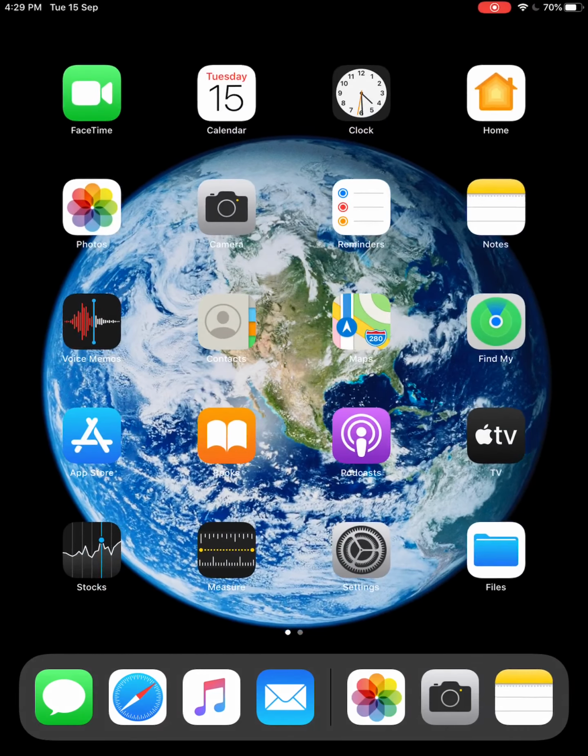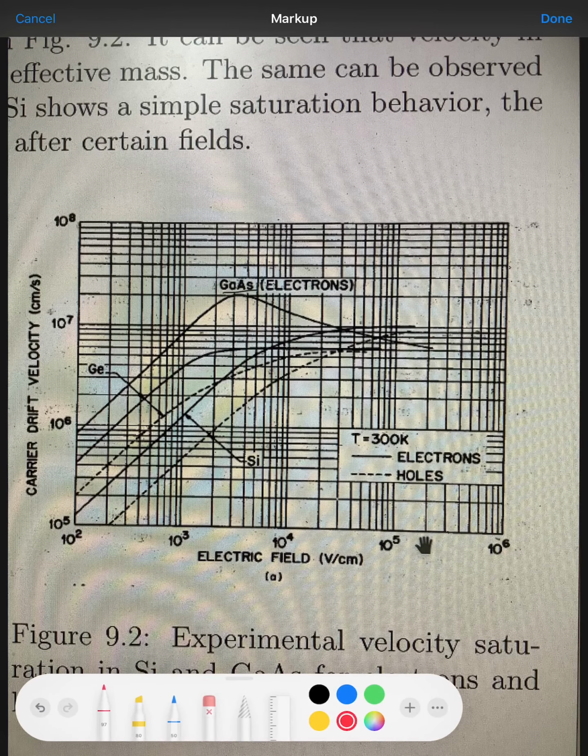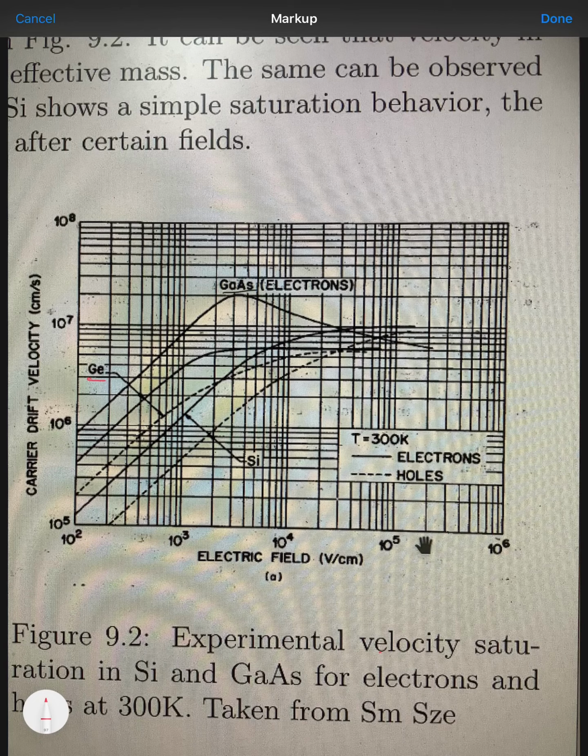So here we have the carrier drift velocity versus applied electric field for different semiconductors. We have gallium arsenide here, we have germanium here, and we have silicon here. You can see that the carrier drift velocity is much higher for gallium arsenide. This is because v is equal to mu into E, and mu is 1 by m, and you know the effective mass in gallium arsenide is much smaller than in germanium and silicon, and hence it has a saturation velocity which is much higher than silicon and germanium.